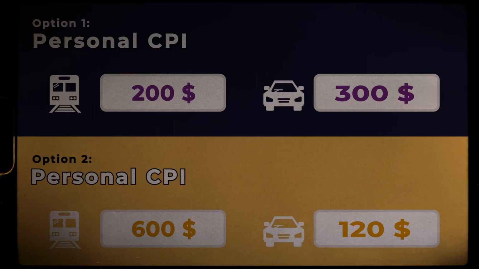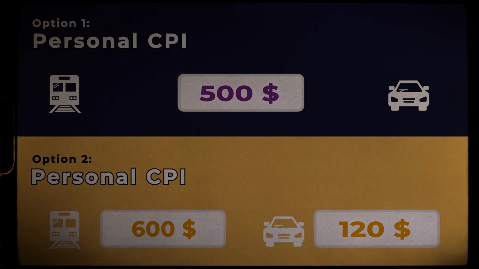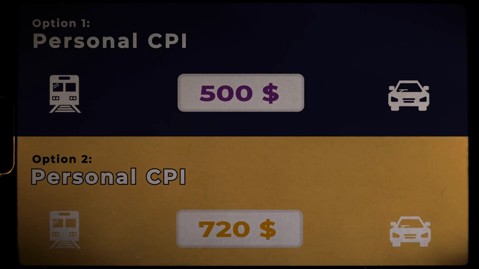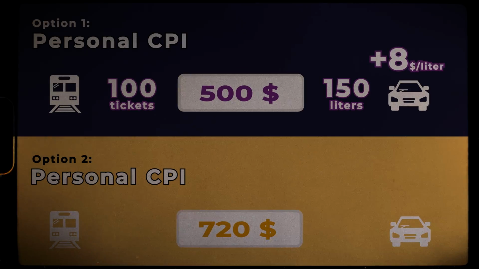Although, of course, if they are equivalent, which of these two baskets would we choose? Well, the answer comes down to the price. While the first basket costs only $500, the second one will cost $720. So there's no doubt we'll take the 100 subway tickets and the 150 litres of gasoline. Now, what would happen if the following year the price of gasoline were to rise, for example, to $8 a litre? In that case, buying basket 1 would no longer cost me $500, but it would cost me $1,400.